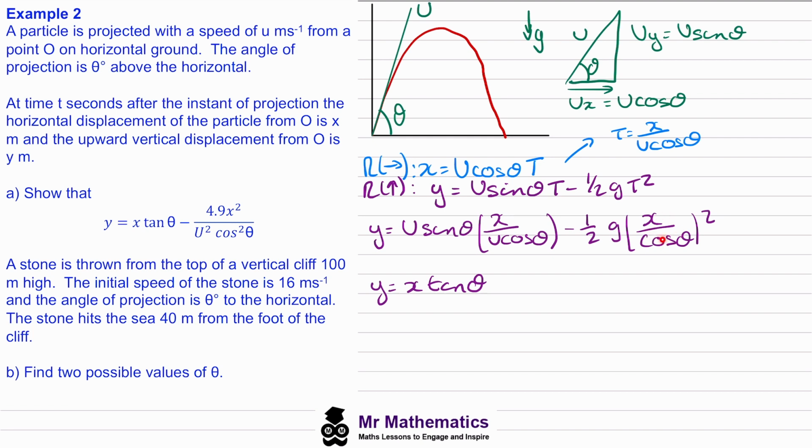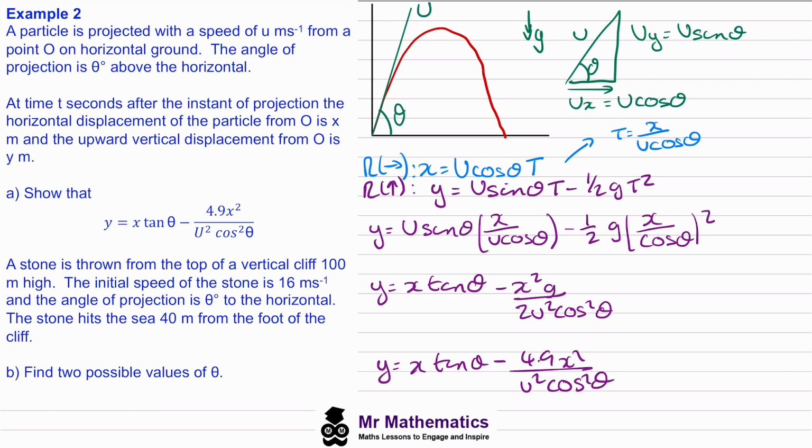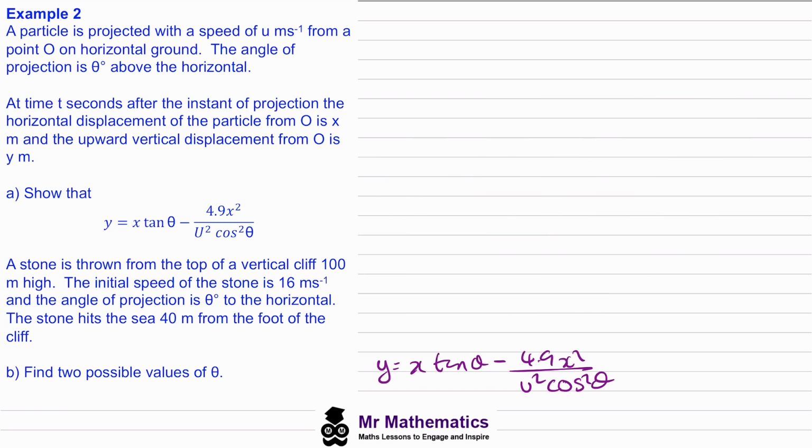We can expand out this bracket, so we get x squared over cos squared theta. So we get minus x squared g over 2u squared cos squared theta. And then we know that g is 9.8. We'll divide it by the 2. So we'll get y will equal x tan theta minus 4.9 x squared over u squared cos squared theta. Okay? Okay, so we're going to use this now in part B. If I just erase all this work and move this upwards.